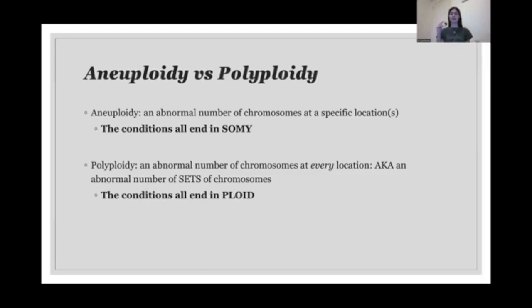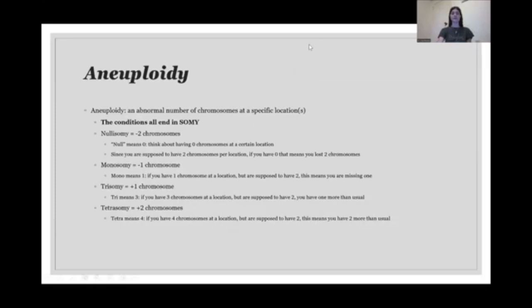So now let's look into each of these a little bit more specifically, starting with aneuploidy. Like we said, aneuploidy is an abnormal number of chromosomes and they end in somi. The 4 types that you need to know are nullosomy, monosomy, trisomy, and tetrasomy. We are going to derive these words and what they mean by breaking down the root of the word. Hopefully this will help you not only memorize it, but if you forget on an exam what nullosomy means, you can figure out that it means -2.